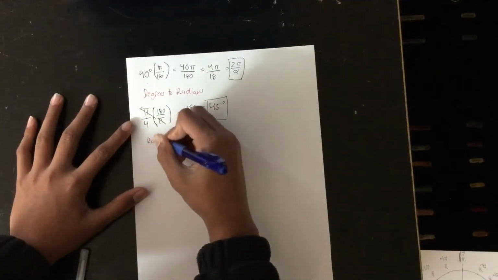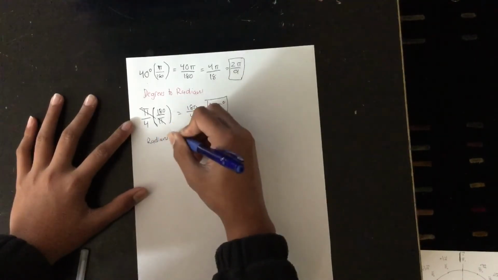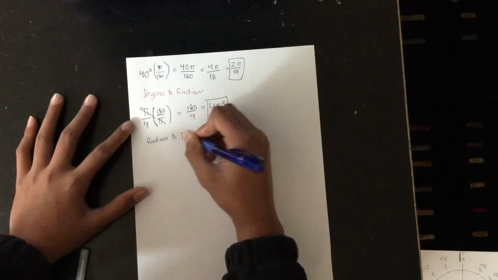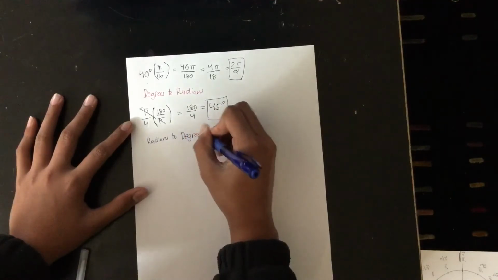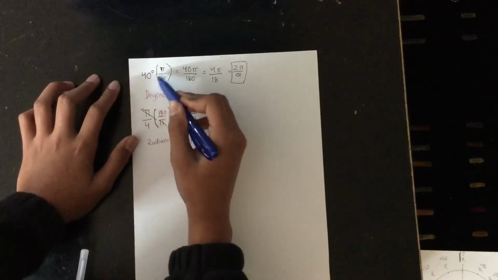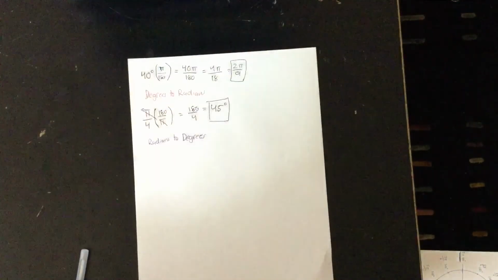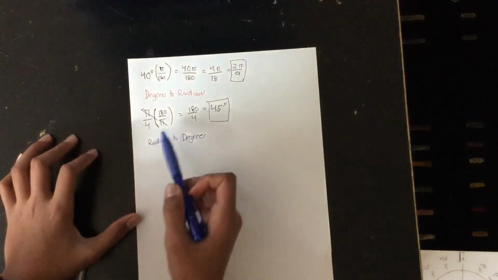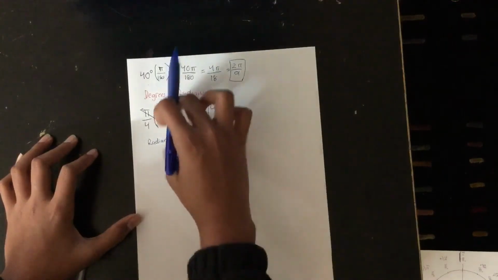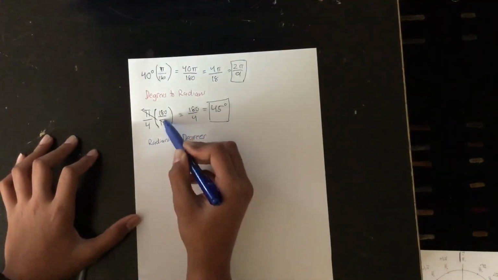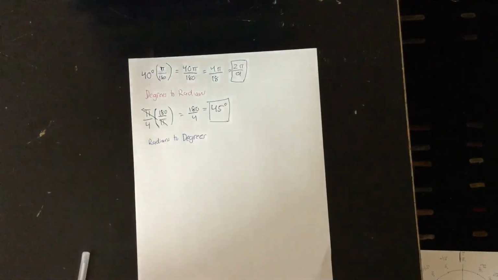So one thing you might have realized during this is that it's basically just reverse. When you're going from degrees to radians, it's pi by 180. Pretty simple, easy to remember. And then when you're going from radians to degrees, you're just flipping that fraction over. So it's 180 by pi. And that's basically just how you do it.